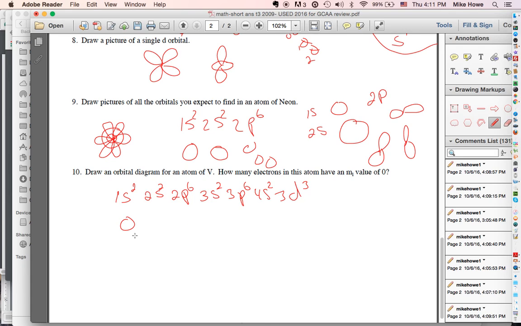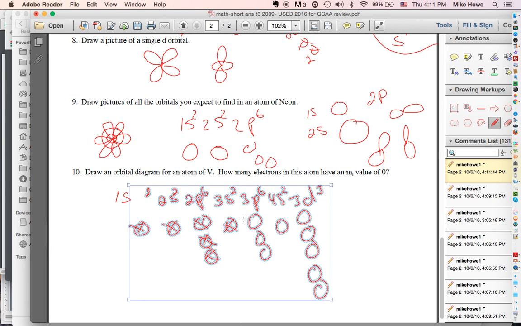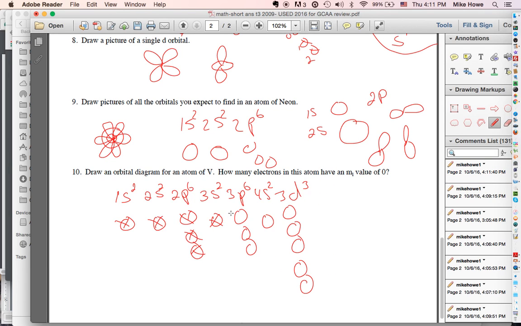Here are the orbitals. How many in the p sublevel? So you put the electrons in 1, 2, 3, 4, 5, 6, 7, 8, 9, 10, 11, 12, 13, 14, 15, 16, 17, 18, 19, 20, 21, 22, 23. All right, now the question says, that's the orbital diagram, so that's the first part of that question right there.